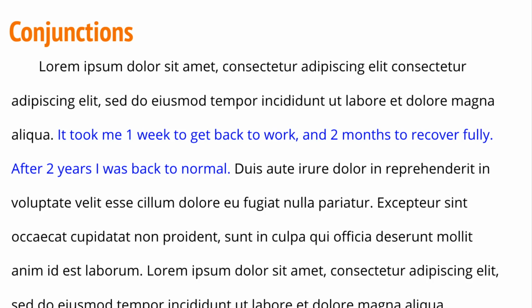Okay, so starting a sentence with a conjunction, you will find lots of examples of this in English. However, really we should be connecting sentences together rather than separating sentences and starting with a conjunction.